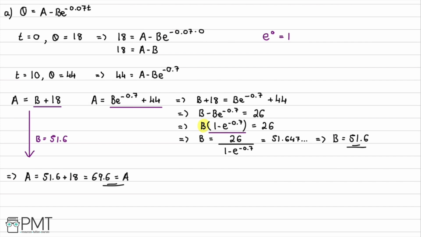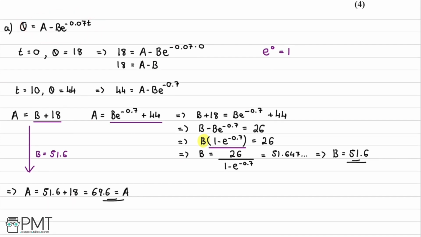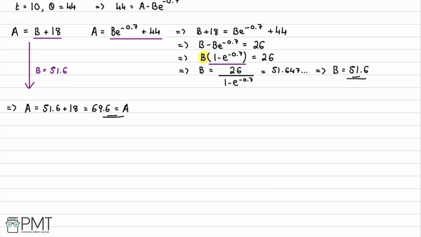So now all that's left for us to do is to take this original equation we had and rewrite it, but with our values of a and b. So we can therefore conclude that theta is going to be equal to our value of a, 69.6, and then we subtract our value b, 51.6, and that is multiplied by e to the power of negative 0.07, multiplied by t. And that's us completed part A of this question.